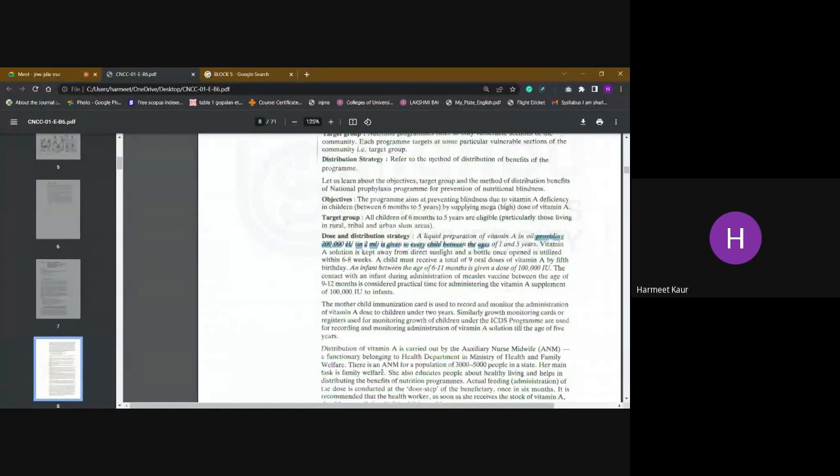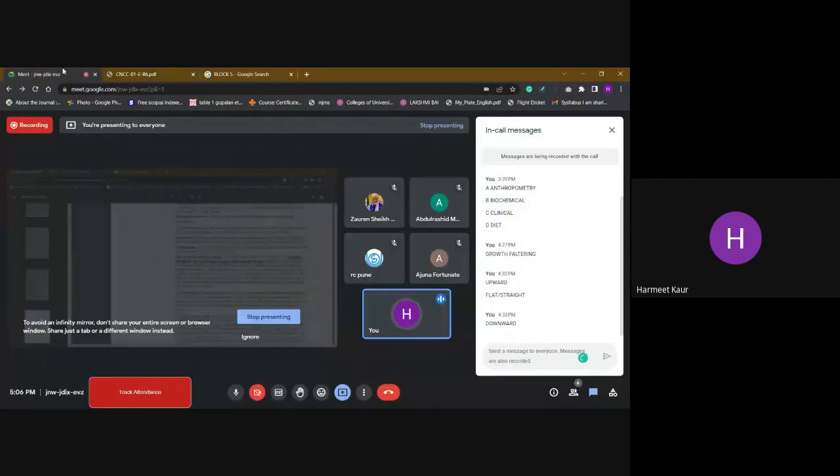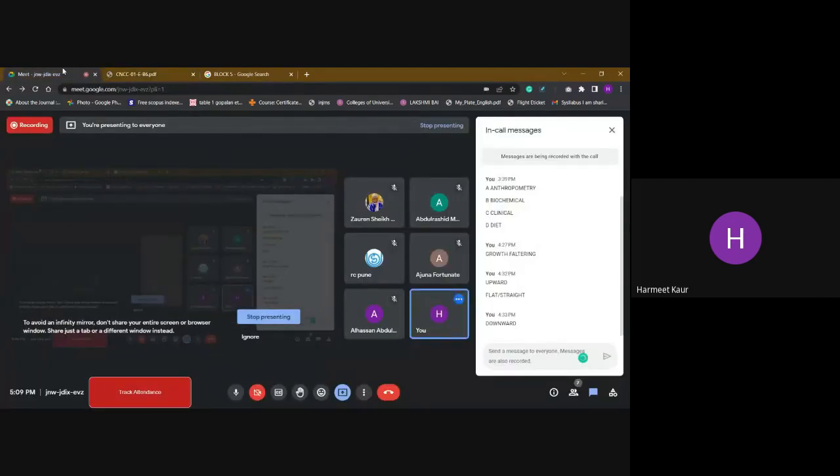Okay, so is this clear now, or is there anything I need to add? Anything else which is not clear? Yes, ma'am. And others also, if there is anything which is not clear, please let me know.